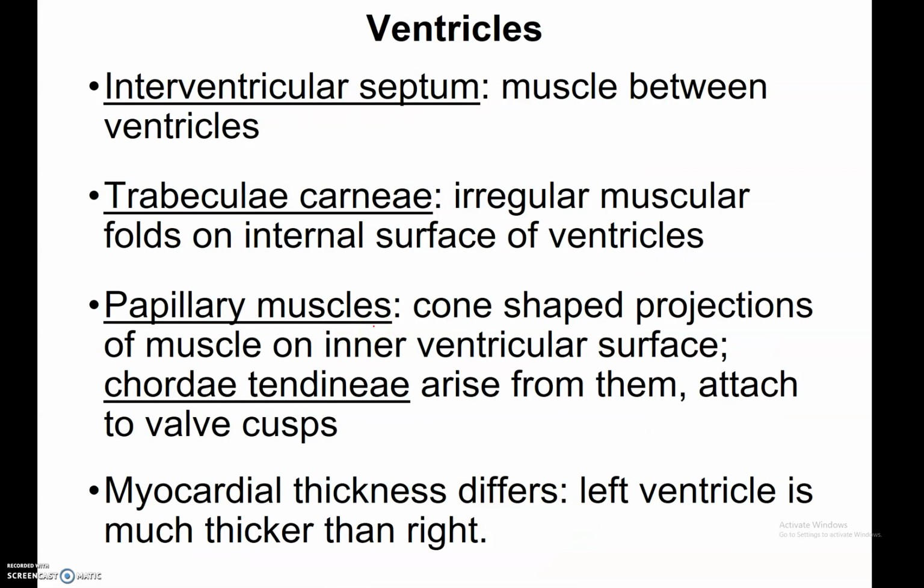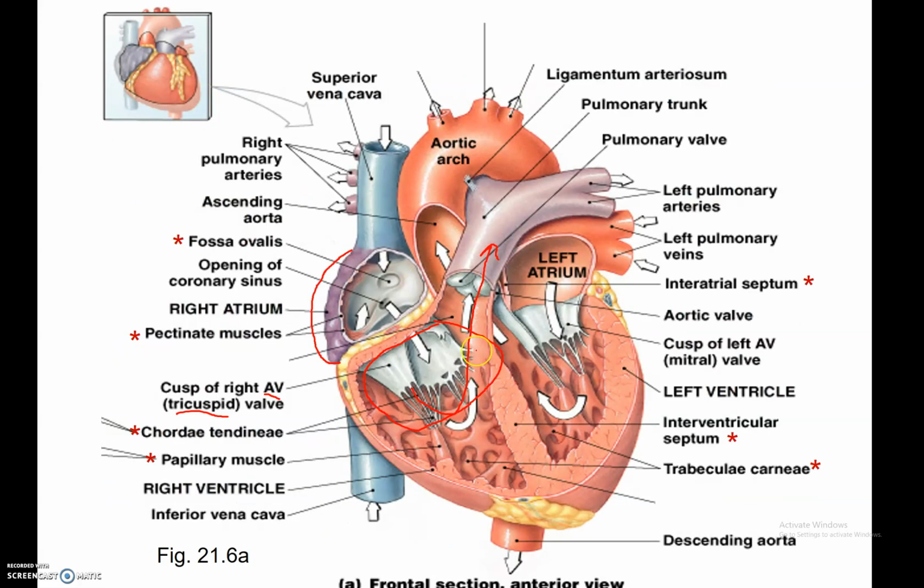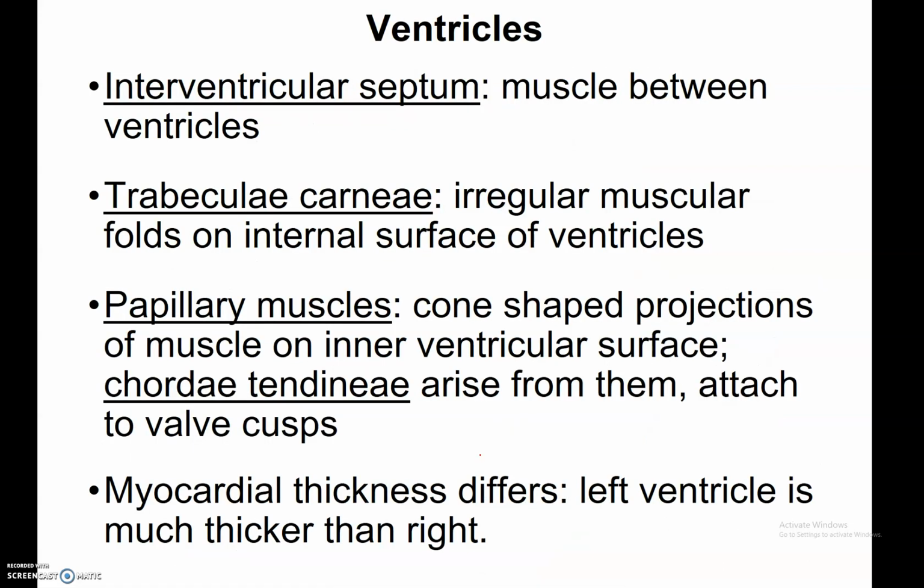The ventricles themselves have their own septum. It's called the interventricular septum, and it's a real strong muscular layer. The trabeculae carneae, looks like carne, right, is a set of irregular muscle folds inside the ventricles. So here are some areas here. Remember the trabeculae that we saw in bone? It's the same structure. It's just made out of muscle instead of bone.